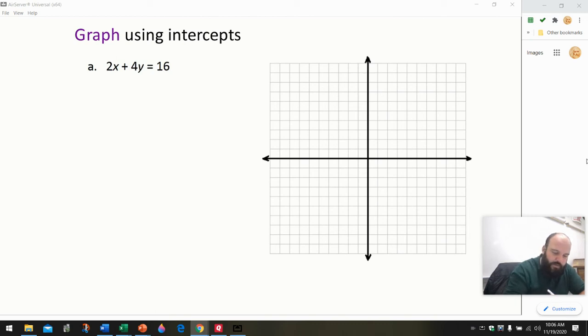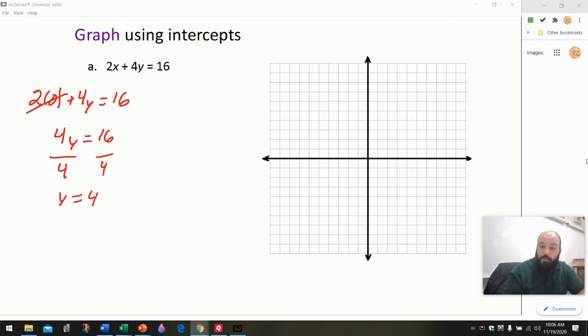So I'm going to start out with this equation, 2 times 0 plus 4y equals 16. So you can see 2 times 0 goes away. I'm simply left with 4y equals 16. And when I divide both sides by 4, I get y equals 4. Okay. Now what I'm going to do now is I'm going to go to 4 on the y-axis and I'm going to put a dot right there. That is the y-intercept.